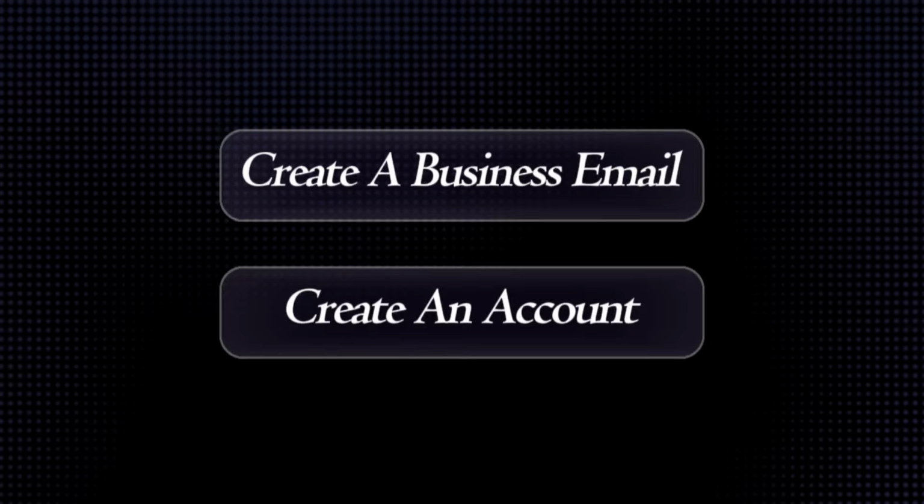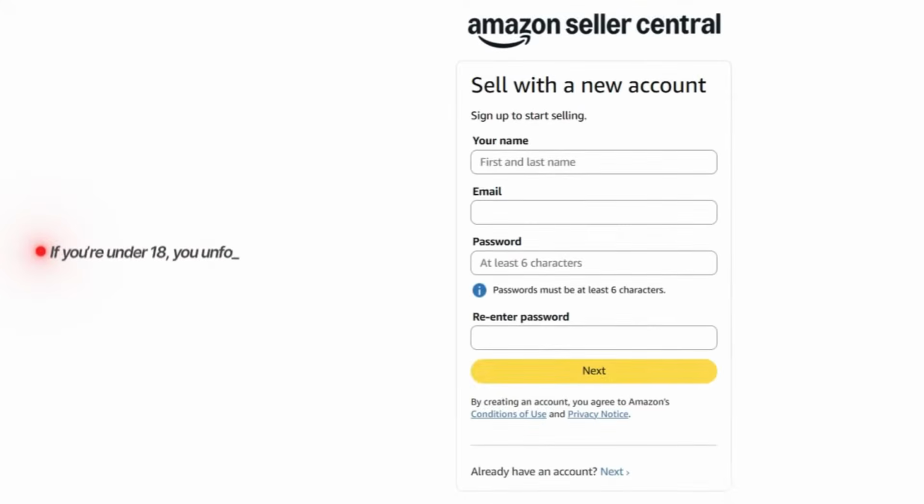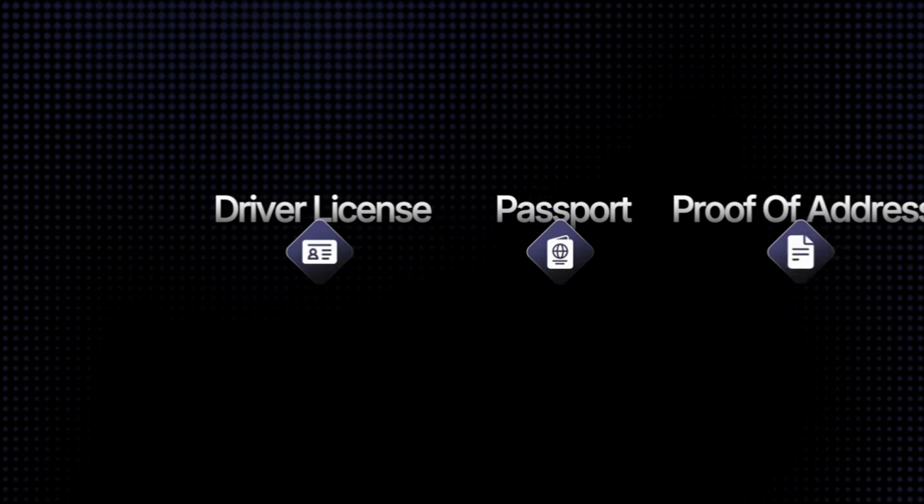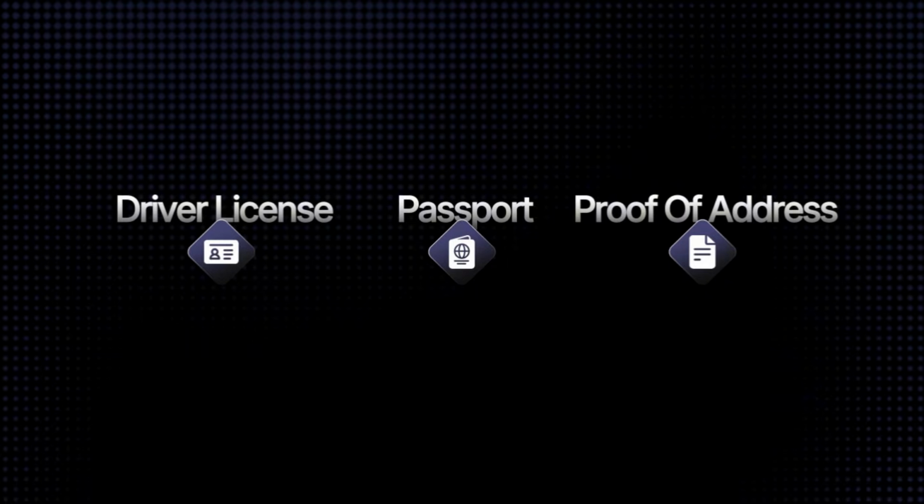When creating an account, you're going to want two crucial things, and these are requirements. If you're under the age of 18, unfortunately, you will not be able to create an account under your name. You're going to need someone over the age of 18 for tax purposes. You can't really open any business in any field without being 18. So you're going to need either a driver's license or a passport for identification purposes, and then you're going to want proof of address.